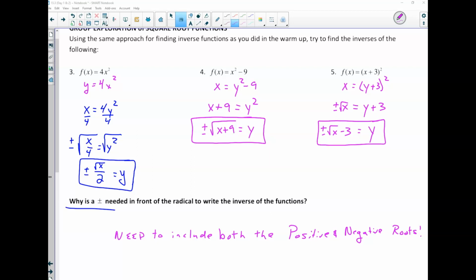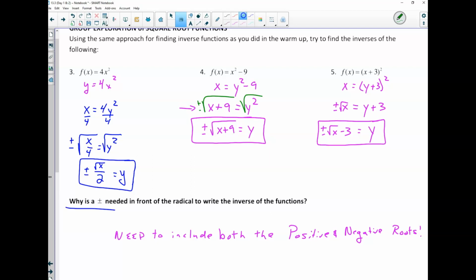Okay, so we're back at number 4. I switch x and y again, and the first thing I need to do is add 9 across there. So I get x plus 9 equals y squared. I then square root. Remember, square rooting, like I did right back here, I get a plus and minus on the opposite side of what I'm actually square rooting. That's why it's plus or minus the square root of x plus 9.